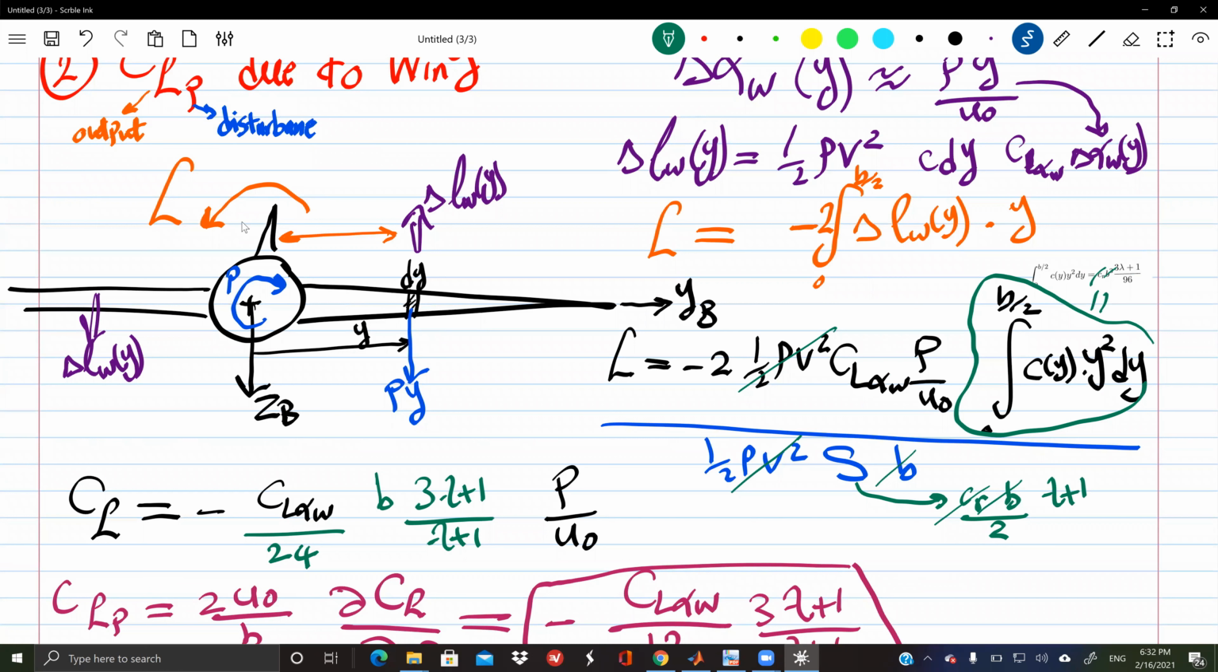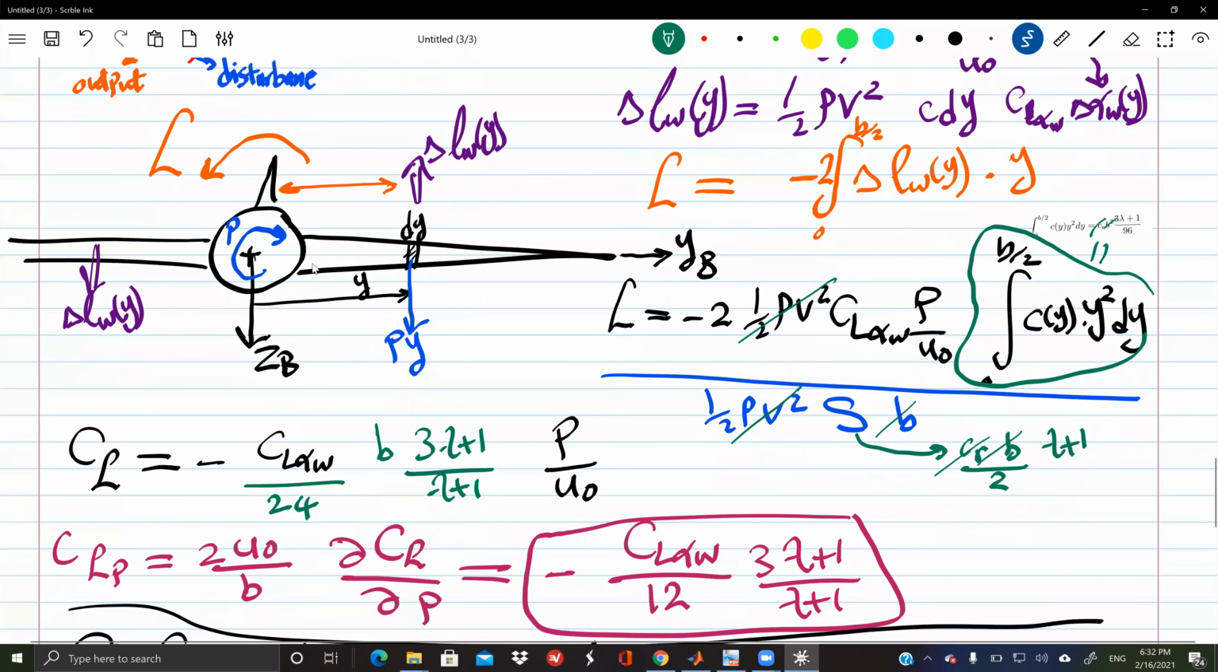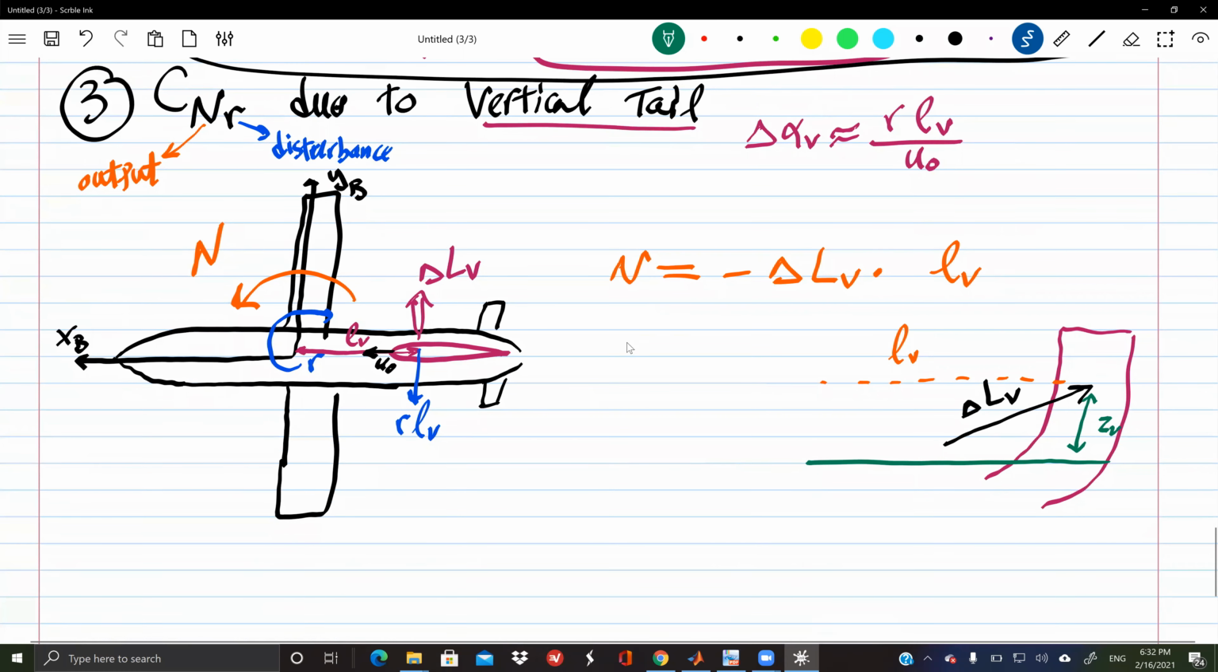It will cause a side velocity, P times, say, Y, and then you divide by U naught to get the change in the angle of attack on the vertical tail. So you get a lift force, which is a side force on the vertical tail. And now you ask yourself, what's the output? If the output is roll, then you multiply this force by this distance, which is ZV. Oh, okay, so we have to switch the view. Yes, sometimes you need to switch the view to get the output. Nice, thank you.